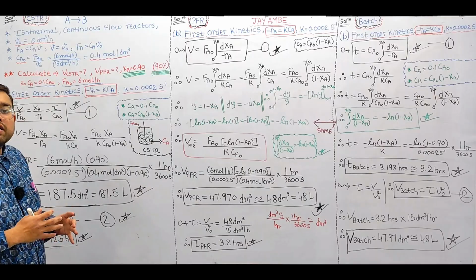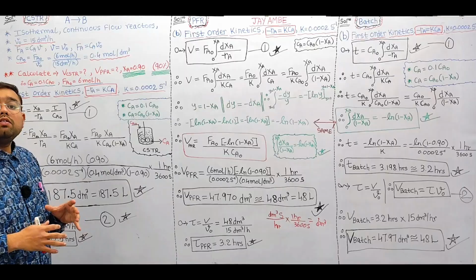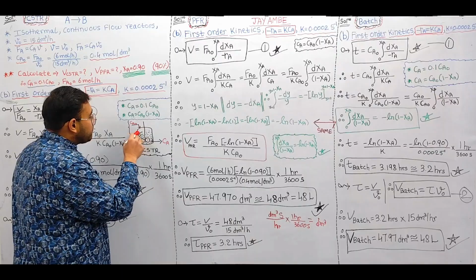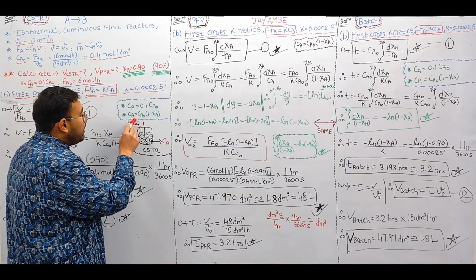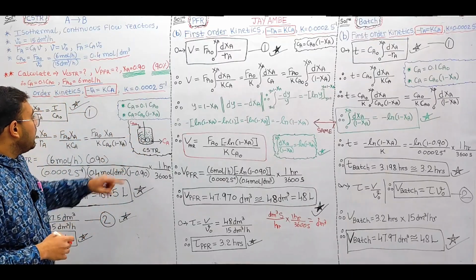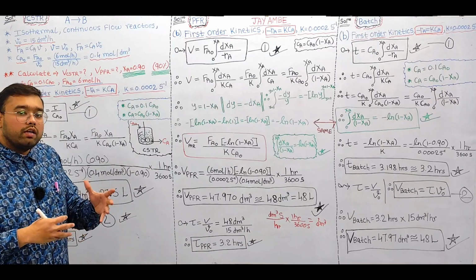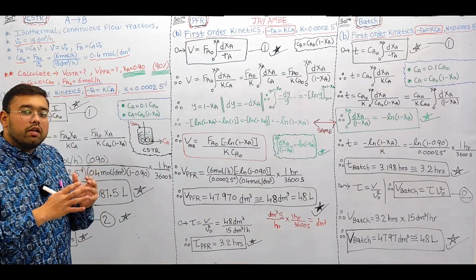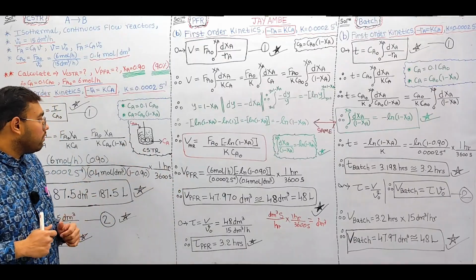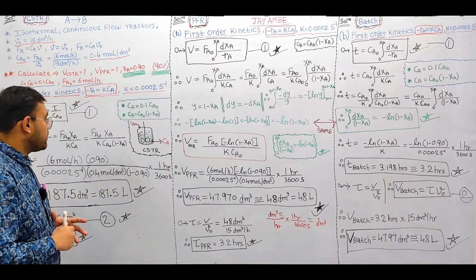CA represents the concentration of reactant A. CA naught represents the initial concentration of A, which is feeding to the reactor via the inlet stream, right? So the initial concentration of reactant A is feeding to the reactor, the CSTR. XA represents the conversion, the fraction of conversion, right? How much reactant has already reacted, how much reactant has converted. So XA represents the conversion of the reactants into the new product.